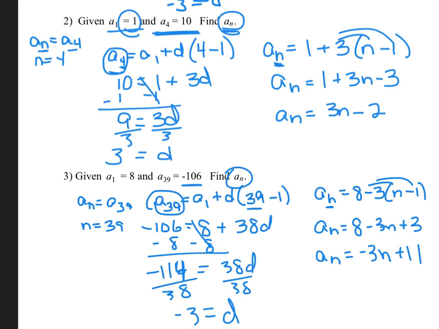All right, so the basic idea here is the first time you use the formula, you're finding the common difference. And then the second time you're using the formula, you're finding what you need. In this case, we found the explicit formula.